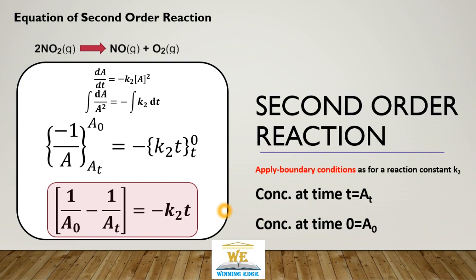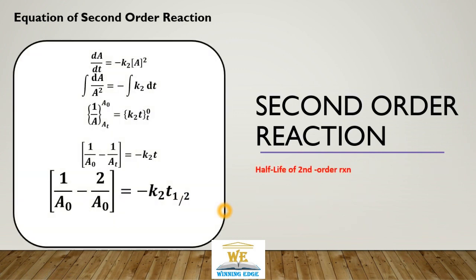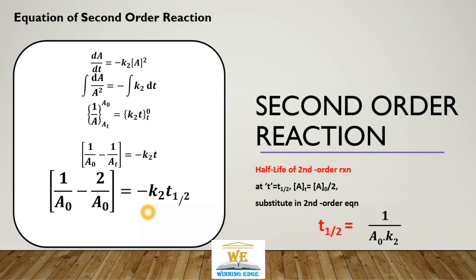Further, at the half-life time, we know At will be A0 by 2. Substituting the values, what we will get is 1 by A0 is equal to K2 t half. So t half will be 1 by A0 K2, where K2 is the reaction rate constant.